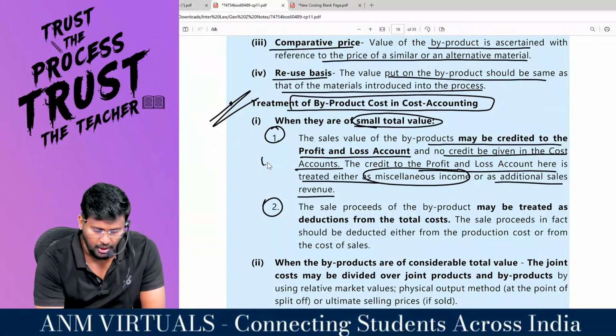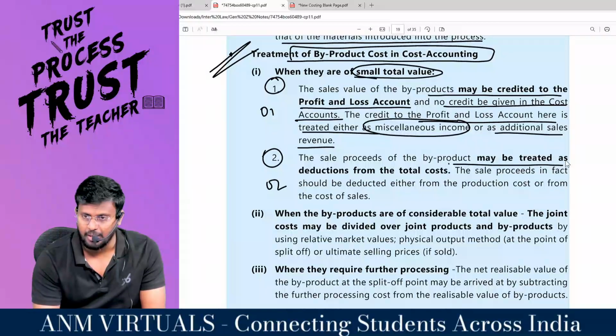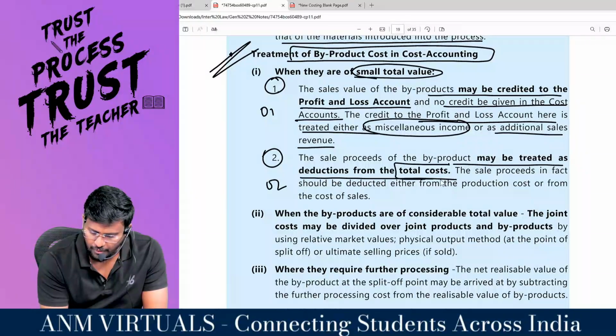This is option number 1. Next is option number 2. The sale proceeds of byproduct may be treated as deduction from the cost.